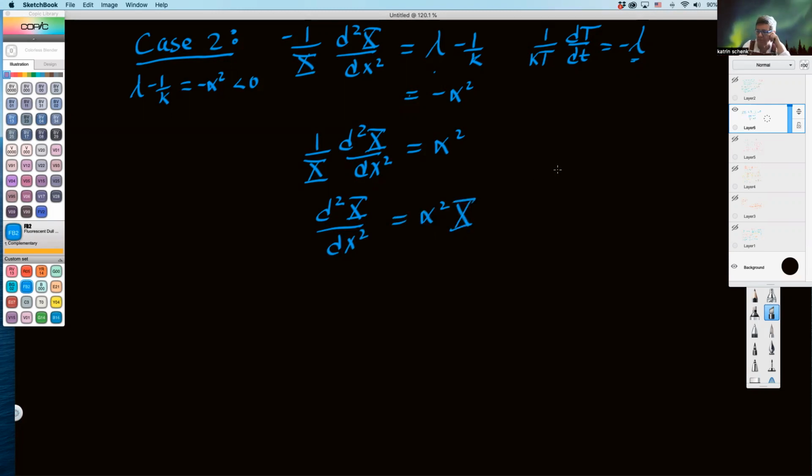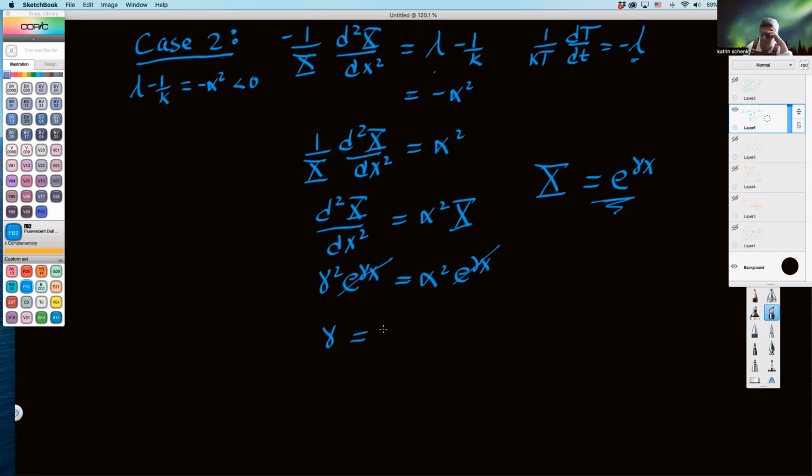And I'm going to try for my solution e to the gamma x. I don't know what gamma is. The whole point is I've got to figure it out. So let's put that in here. When I take the second derivative of this function, I get gamma squared e to the gamma x. And on the other side, I have alpha squared e to the gamma x. I can get rid of these two, and then I have that gamma is equal to plus or minus alpha. And alpha supposedly is real, so there are no i's in there, it's just a number.